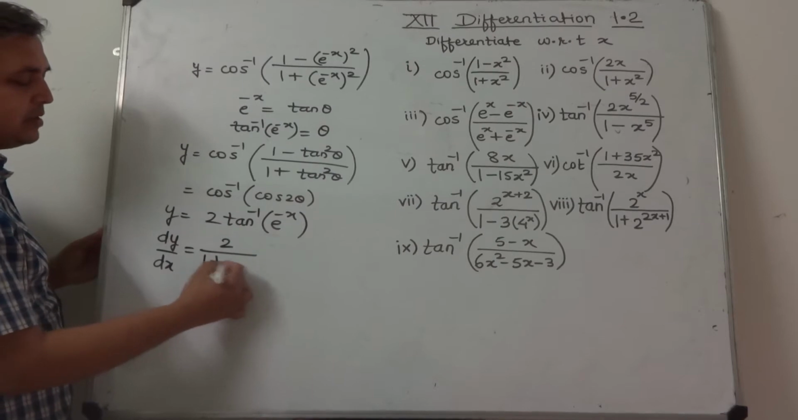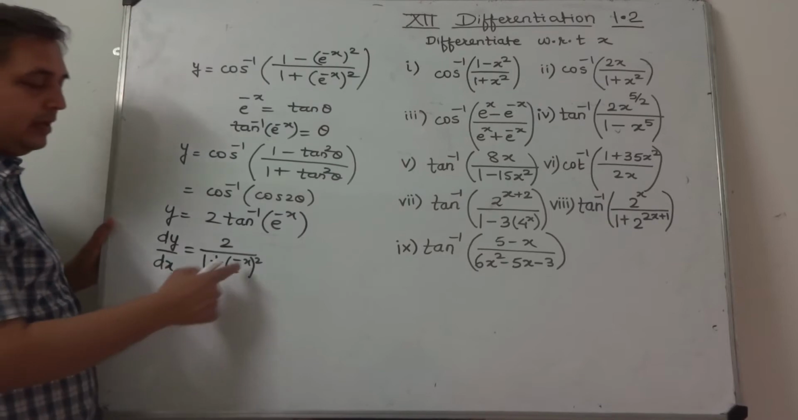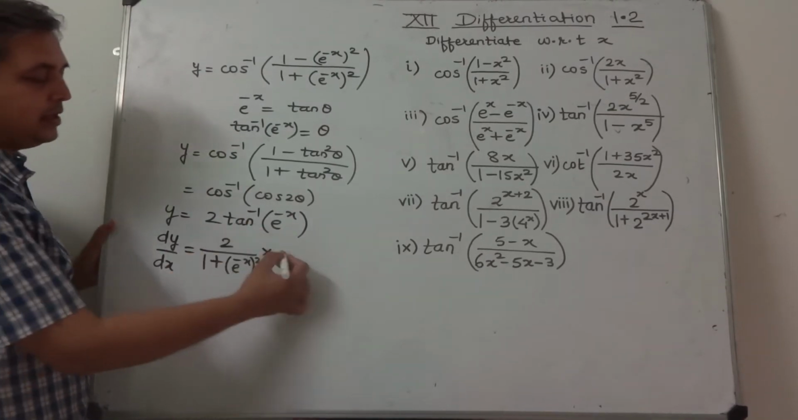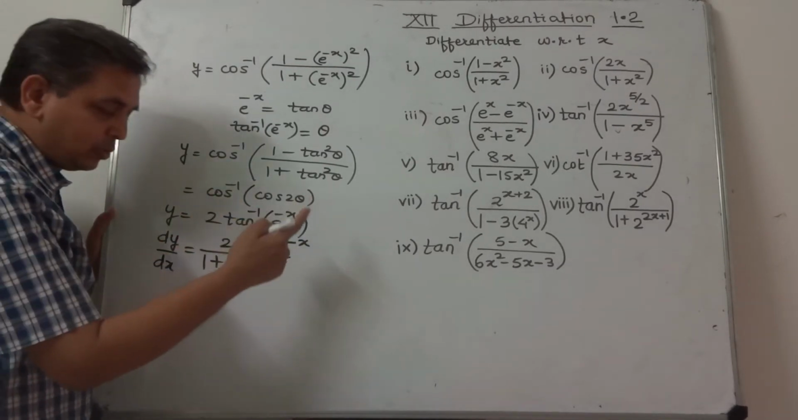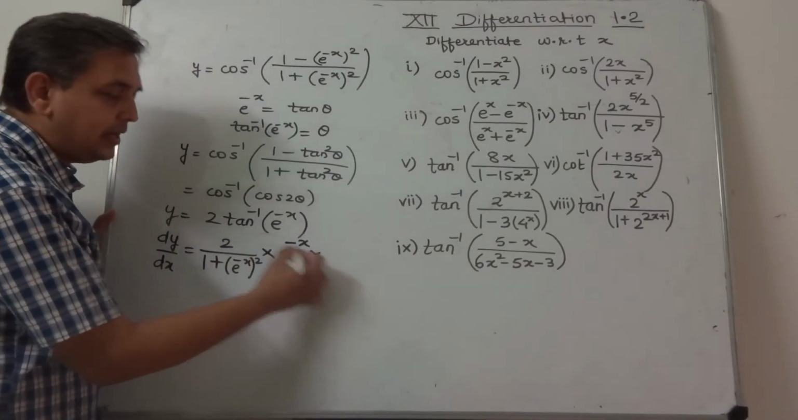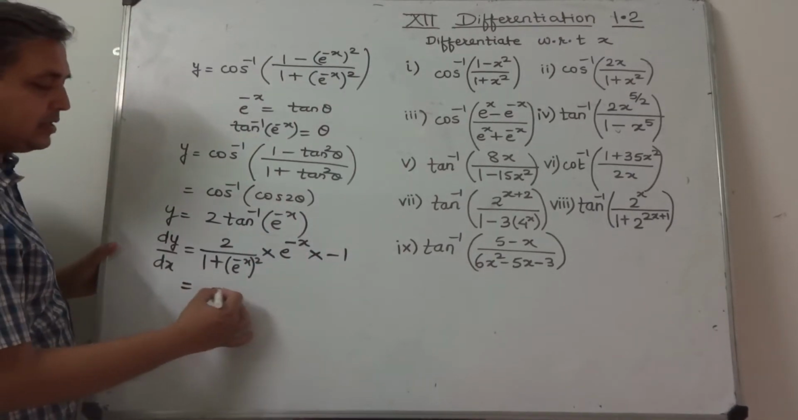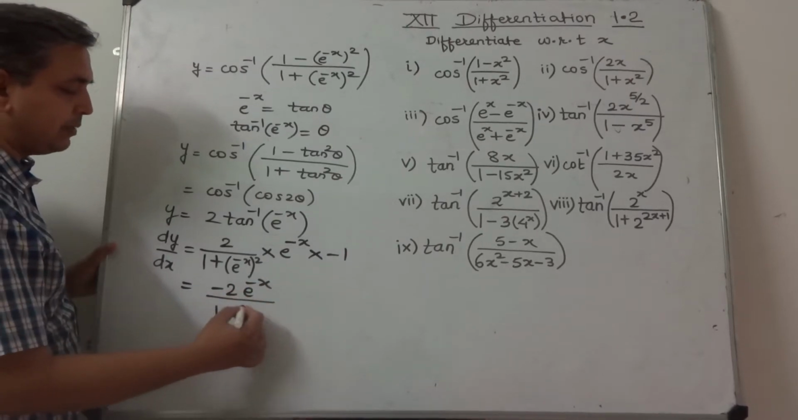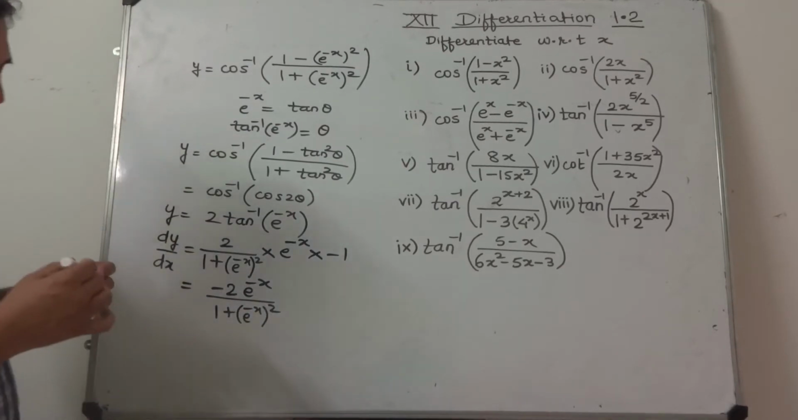Derivative of tan inverse is 1 upon 1 plus x square. In place of x we have e raised to minus x, so we use the chain rule. Derivative of e raised to x is e raised to x, so derivative of e raised to minus x is e raised to minus x, again chain rule, into derivative of minus x, which is minus 1. So the answer becomes minus 2 times e raised to minus x upon 1 plus e raised to minus x whole square. This is the derivative.